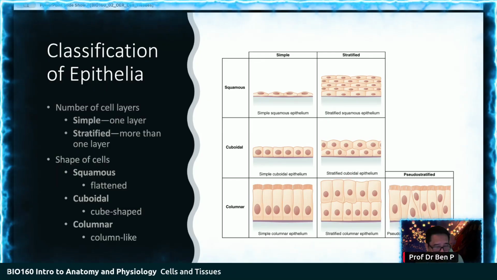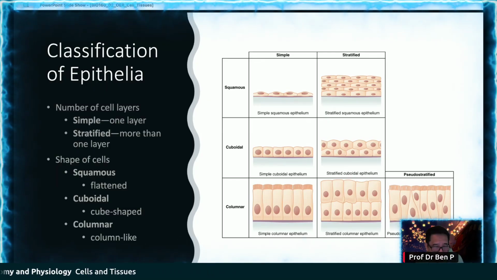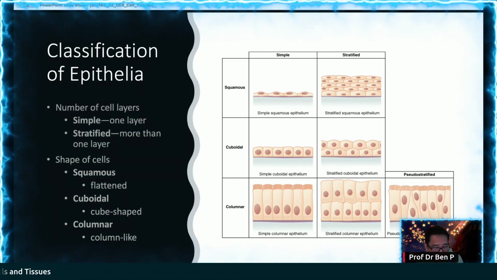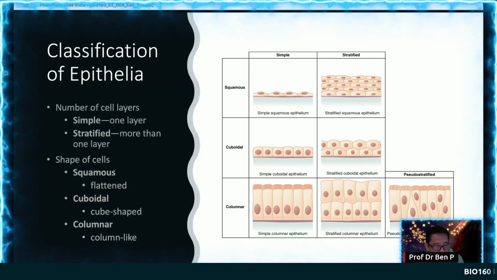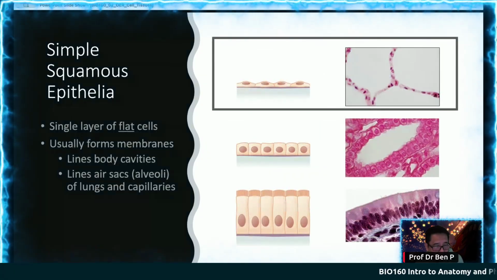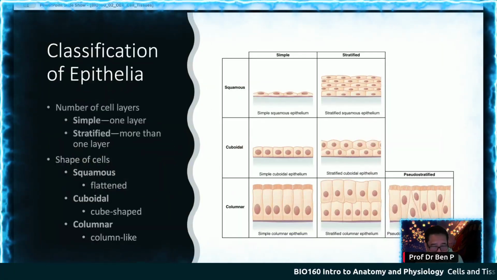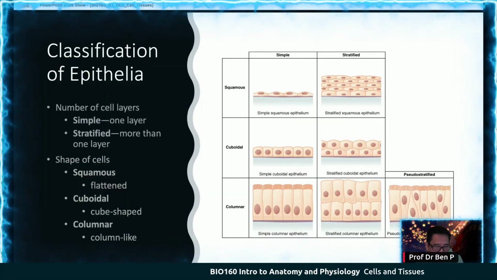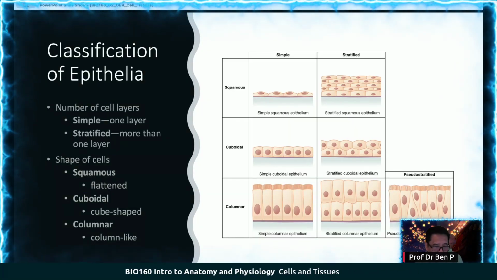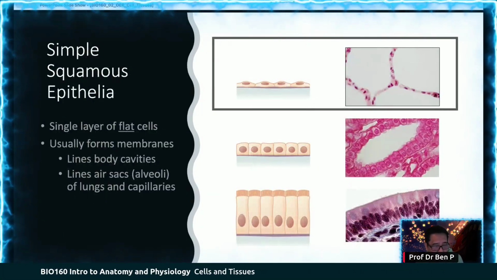Cuboidal means they look like a little cube shape. Columnar looks like a little column. Then you also have the pseudostratified, which means they are one layer thick, but look kind of like more than one, but they are actually just one layer thick.